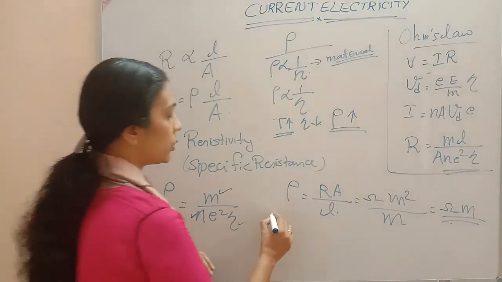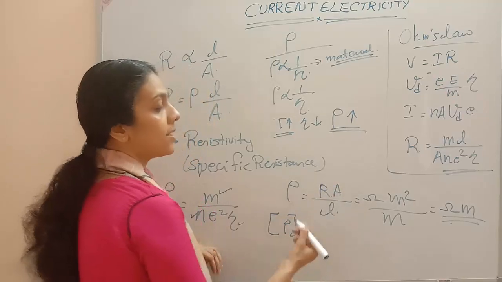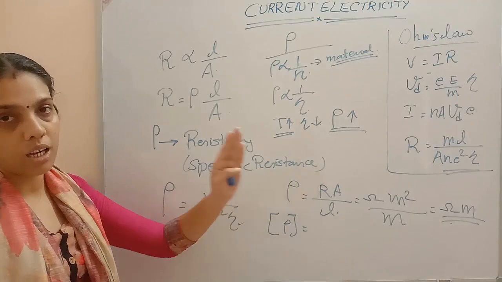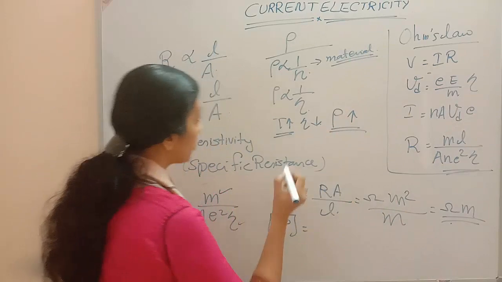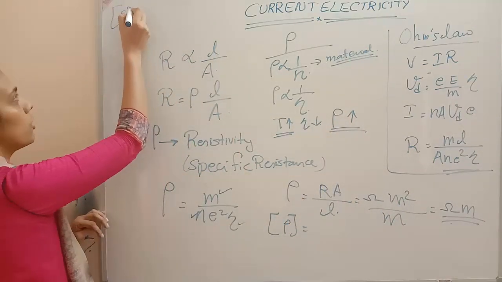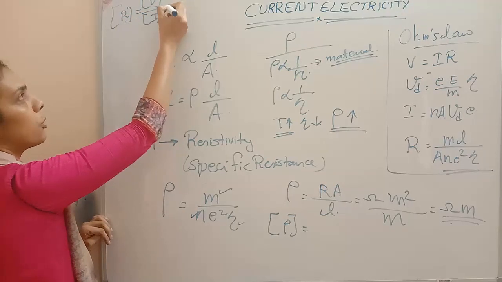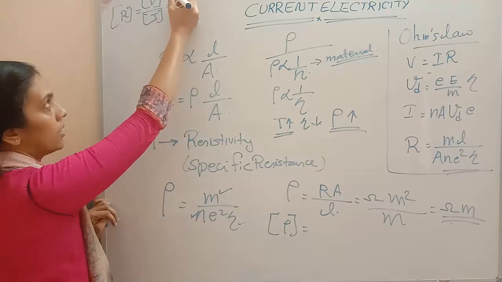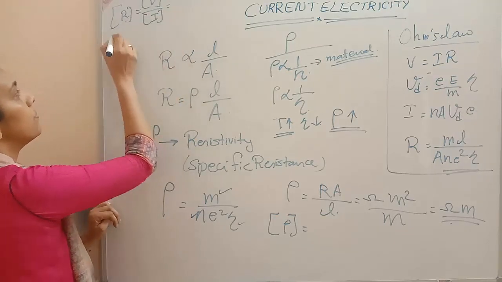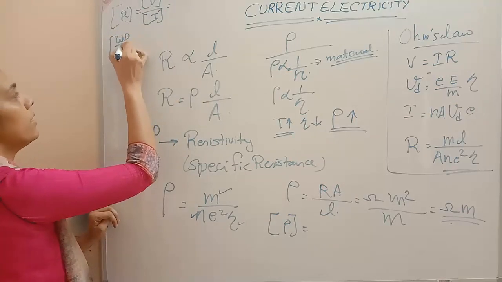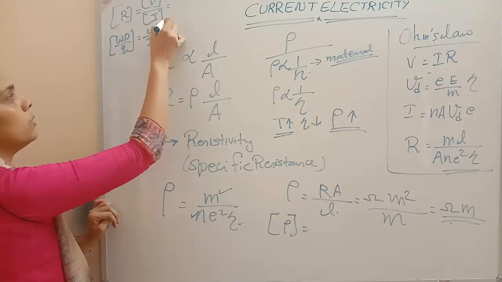What will be the dimension of rho? How can we write down the dimension? Yesterday we gave the dimension of R, remember? V is equal to IR, so R will be equal to dimension of V divided by dimension of I. V is the potential difference, work done divided by charge. Charge we can write as Q equals I into T.